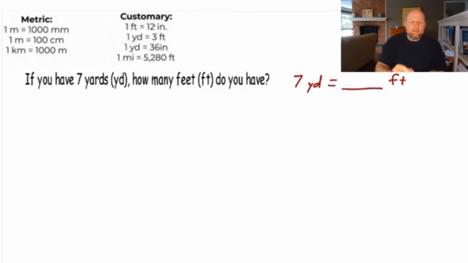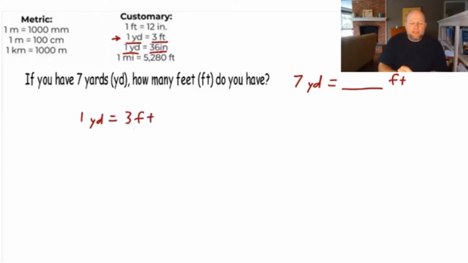So to look up at the customary chart, we have 2 references for yard, one here and one here. One converts it into feet and one converts it into inches. Well, we want to convert into feet, so we're going to use this one. So let's write this down here. 1 yard equals 3 feet.